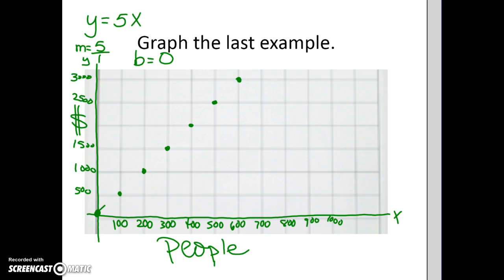But I do have to draw a line for my direct variation, because I could have had 250 people. And if I had had 250 people, I can move right up my graph to know that my amount of money would have been right here. So I have graphed my example. Notice the y-intercept is at 0.